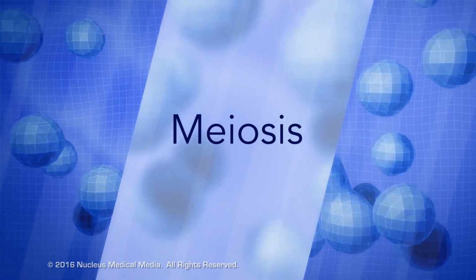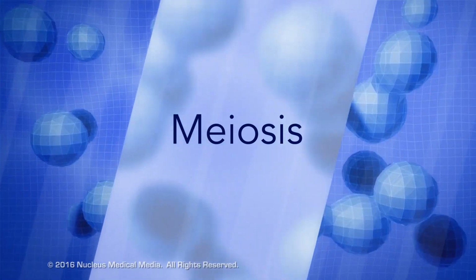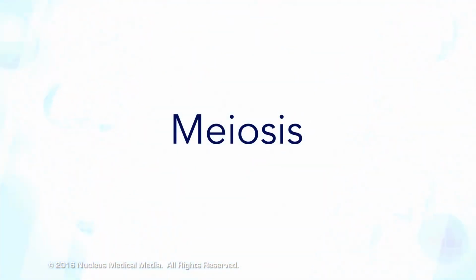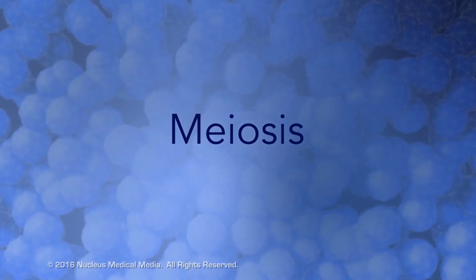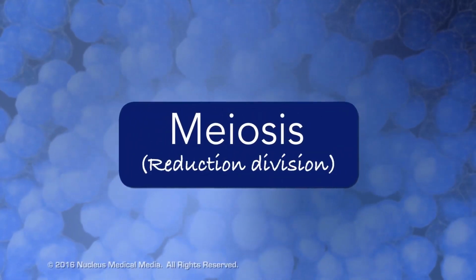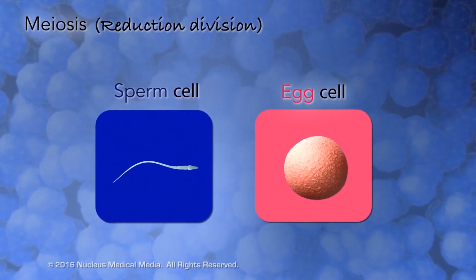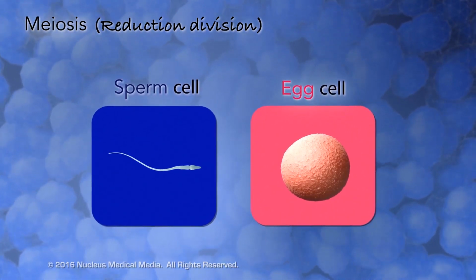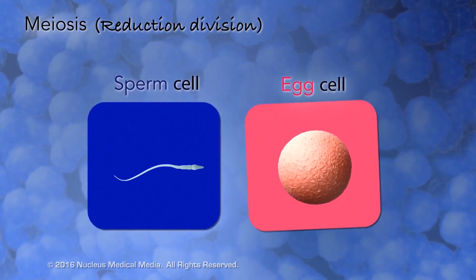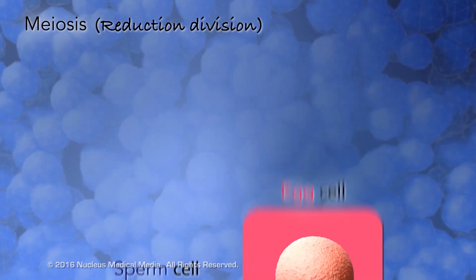In this lesson, we'll explore the details of what happens during the phases of meiosis. Meiosis, sometimes called reduction division, is the type of cell division that produces gametes. By gametes, we mean sex cells, such as sperm cells in males and egg cells in females.